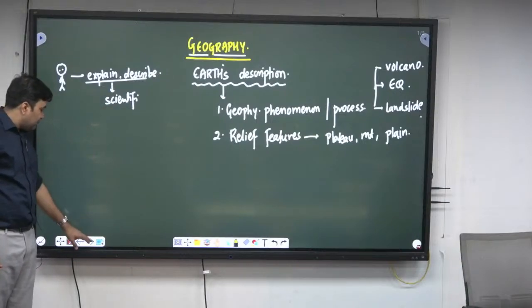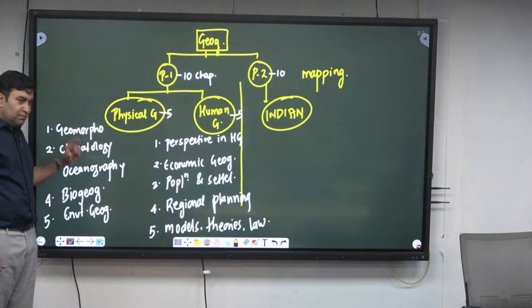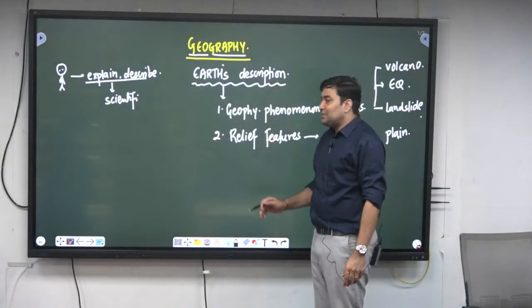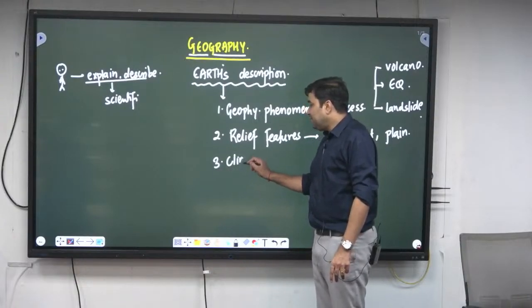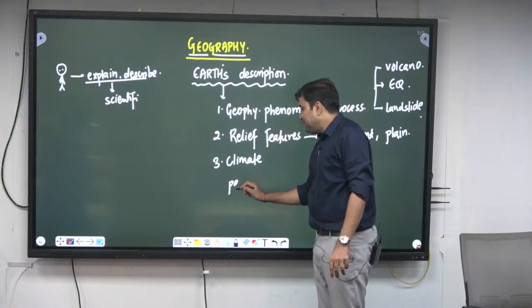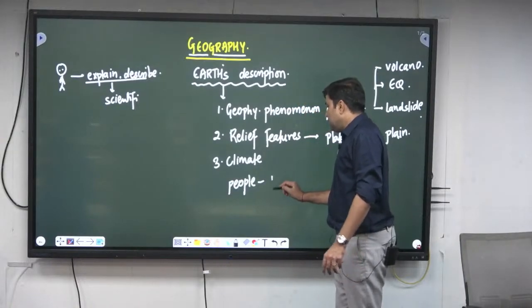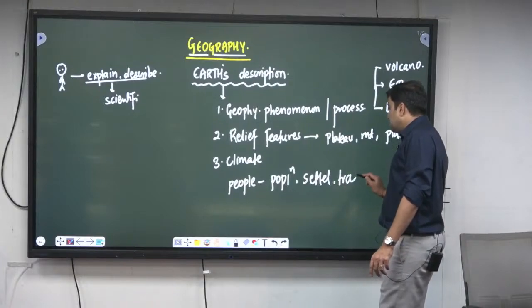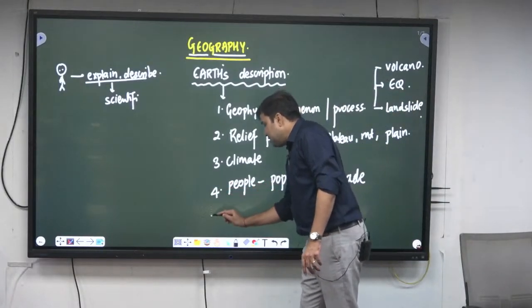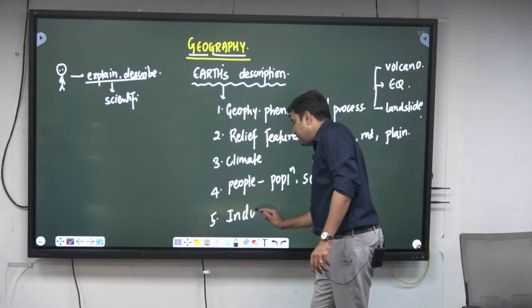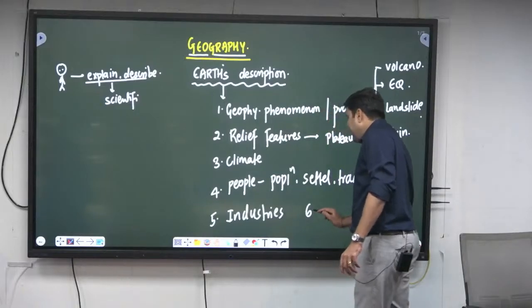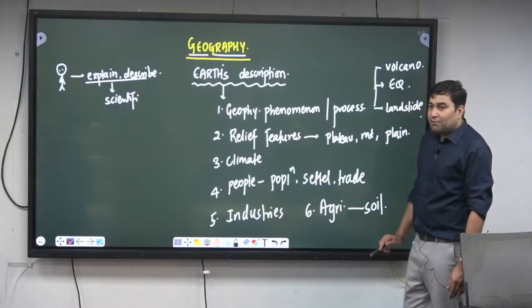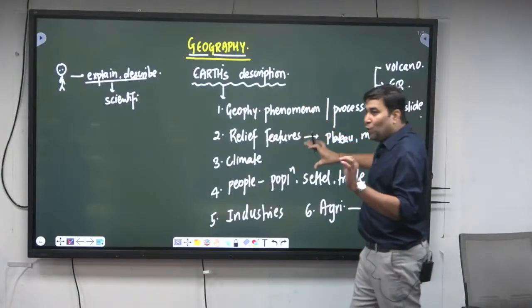That is geomorphology. But the question here is not only geomorphology, but at the same time, when you are describing the earth's phenomena, when there were different travelers in the past, they also described the earth's different types of climate. They described different types of people, basically the population, their settlement, how they are settling, their activities, meaning trade, commerce, etc. At the same time, we also need to understand different industries, different agriculture practices, different types of soil, etc. That means a geographer's role is to explain why.